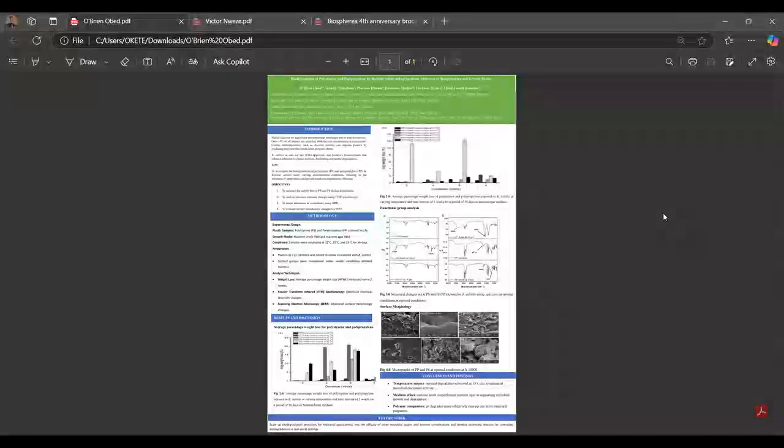If you look at the first figure there, that's the average weight loss of the polystyrene and polypropylene in nutrient broth media. We can observe that after 56 days, that's week 8, because we did 56 days, that's 8 weeks.